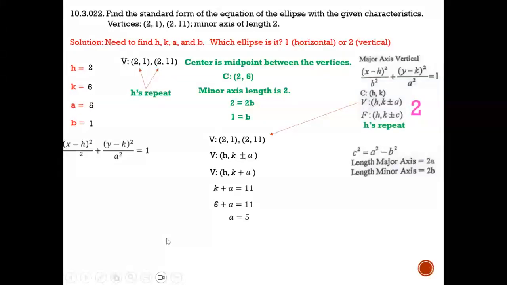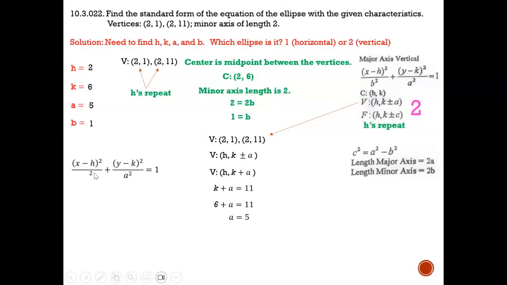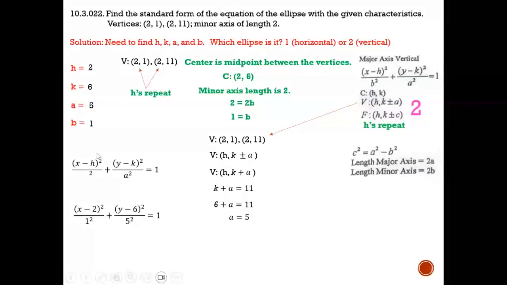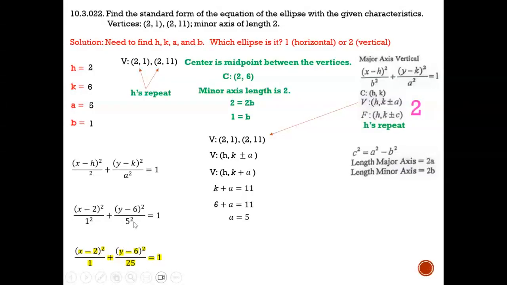Now, let's get the formula. Hey guys, let's see what I did here. I'm trying to put b squared here. Okay, I made a mistake there. I forgot to put the b. I'll fix that. So my b is 1, my a is 5. So it becomes (x minus 2) squared over 1 squared plus (y minus 6) squared over 5 squared, which gives us (x minus 2) squared over 1 plus (y minus 6) squared over 25 equals 1. That's my solution that we're looking for.